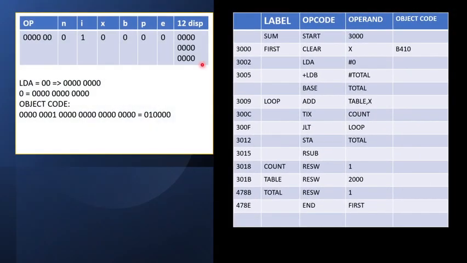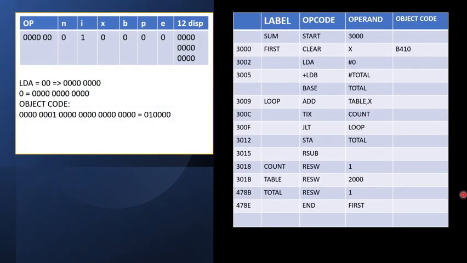Next would be to calculate the object code of LDA #0. Here we have written B410 as the object code of the first CLEAR X. For LDA, the opcode is 00, so 0 we have to write in this format. We've written 8 bits, but we have to take the most significant 6 bits out of this for the opcode. And as for NIXBPE, we have 6 flags.